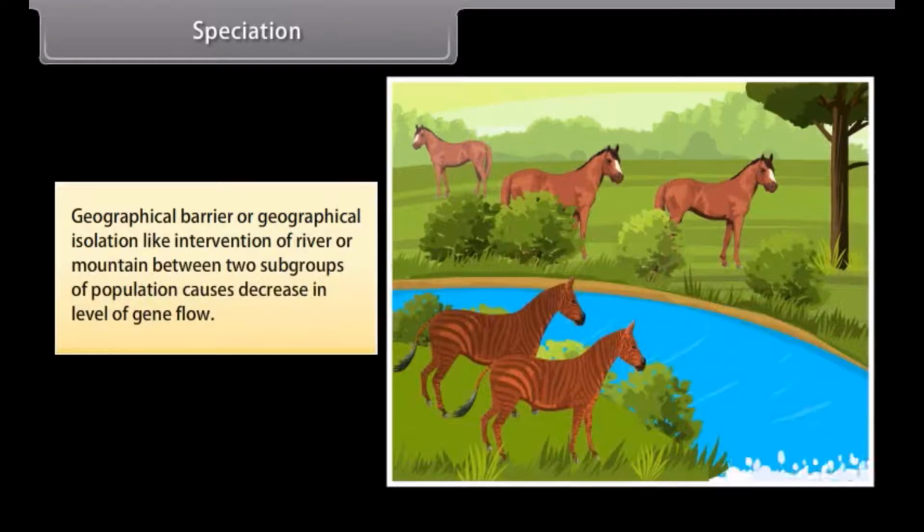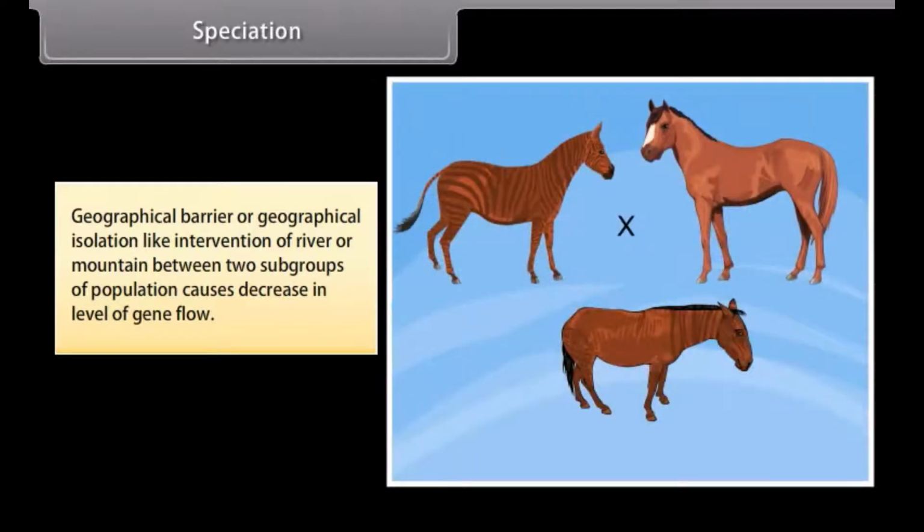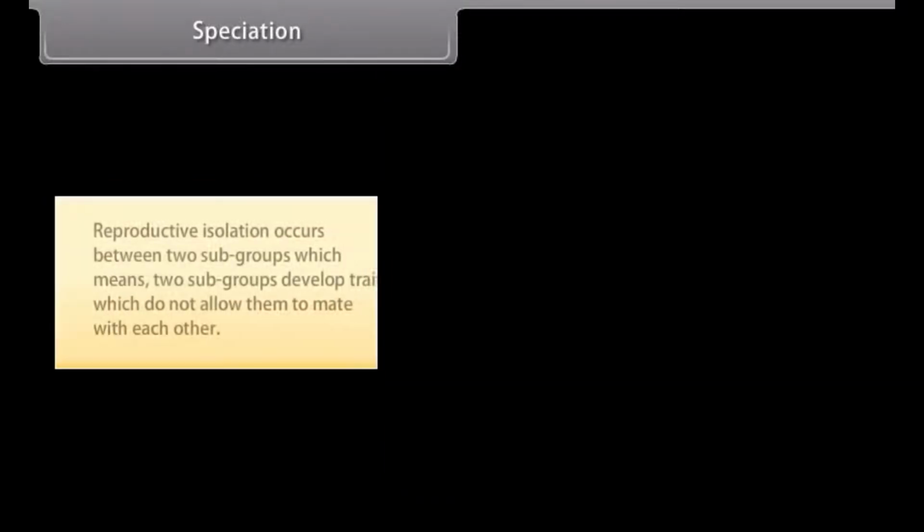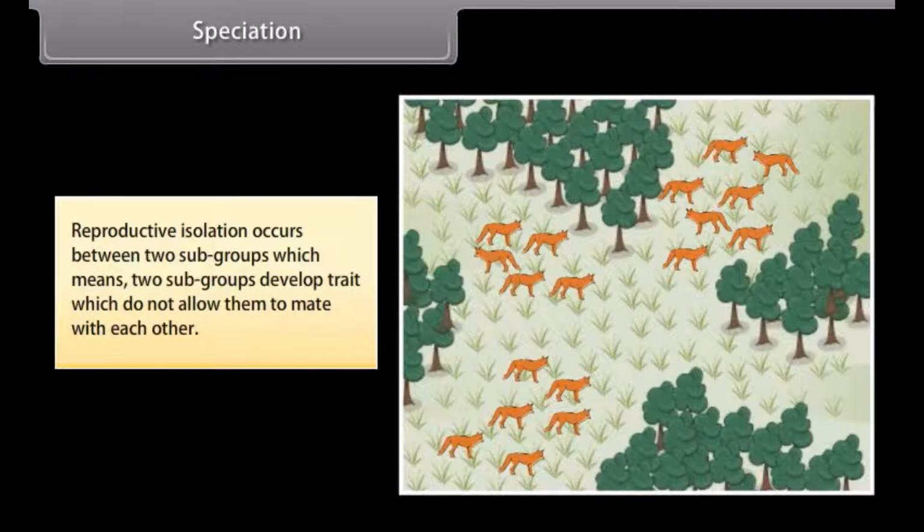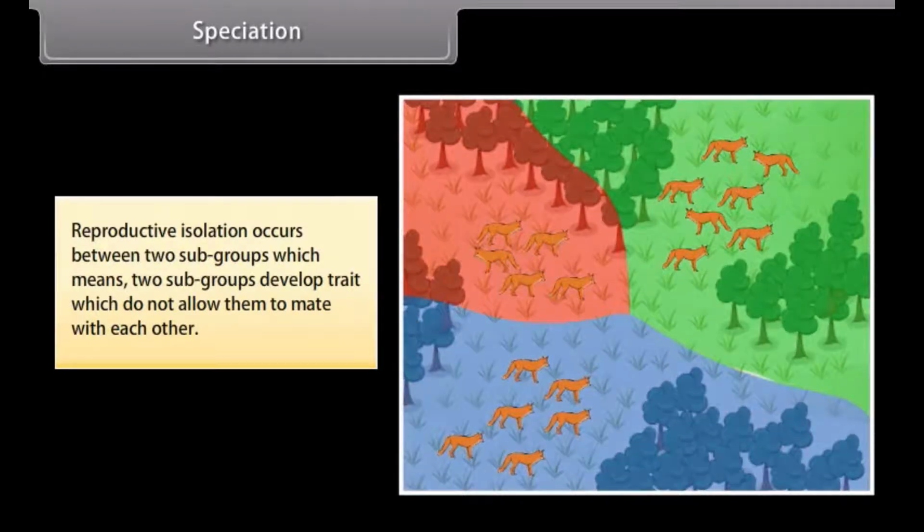Geographical barrier or geographical isolation, like intervention of a river or mountain between two subgroups of a population, causes decrease in level of gene flow. Reproductive isolation occurs between two subgroups, which means the two subgroups develop traits which do not allow them to mate with each other.